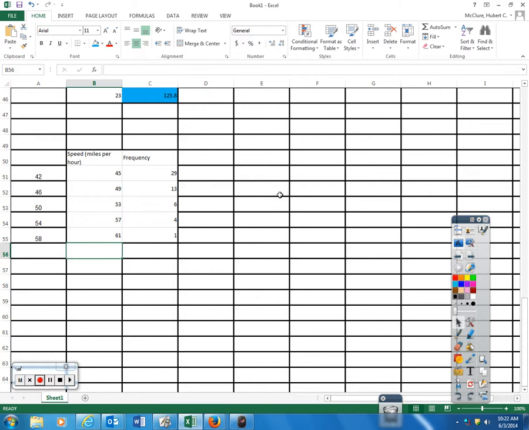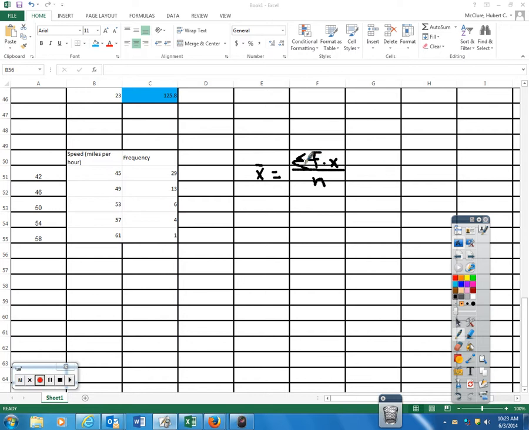There we go. In order to get the mean, I'm trying to think of the best way to explain this. I'm going to put x bar of a frequency distribution. That's equal to the summation of f times x over n, or the summation of f times x over the summation of f.